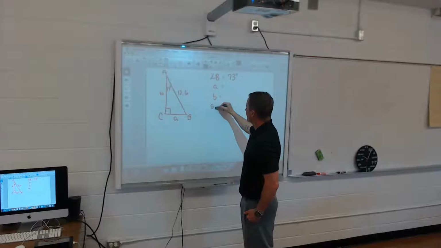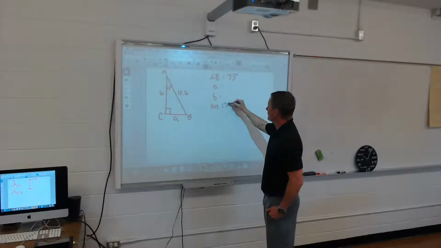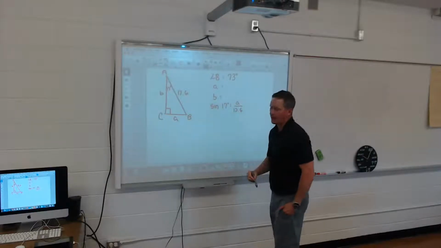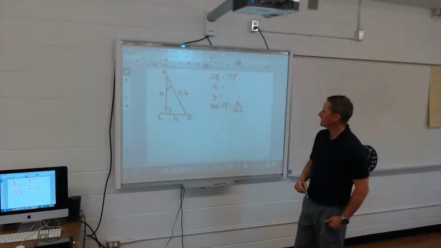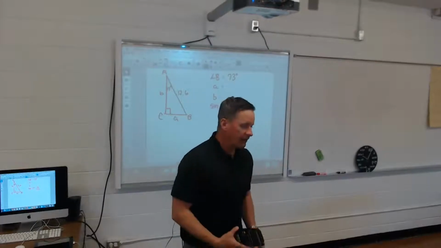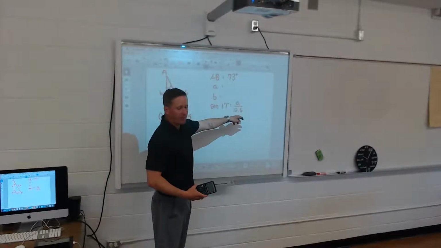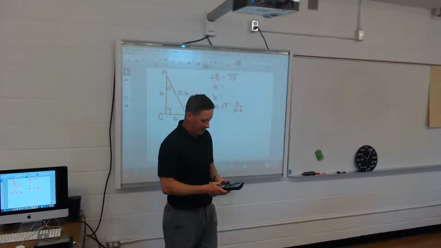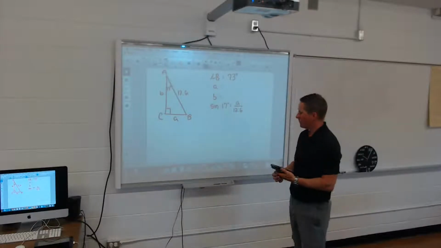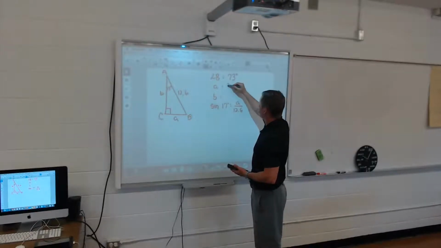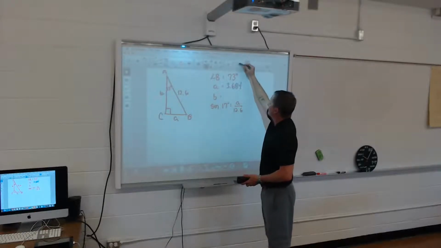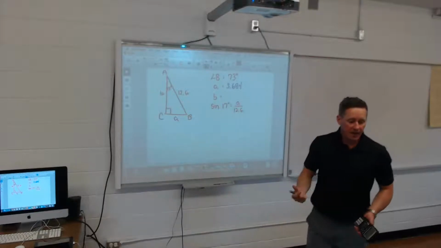So to find A, I go sine of 17 degrees is equal to the side opposite over the hypotenuse. So I have sine 17 equals A over 12.6. So to get A by itself, I've got A divided by 12.6, so I multiply 12.6 up. So I take 12.6 times sine 17 equals. Okay. So now I have side A.